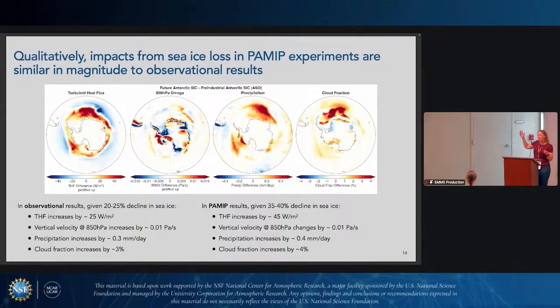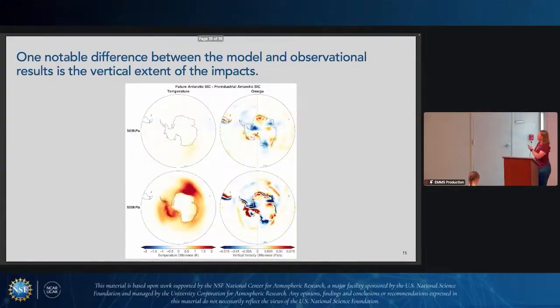And given that there is a more reduction in sea ice in the PMIP experiments, again, you can start to maybe see that there actually are kind of comparable results, which I think is quite interesting. And then finally, again, we looked at different vertical levels in the observations, so it's worthwhile to obviously do this in the model results as well.